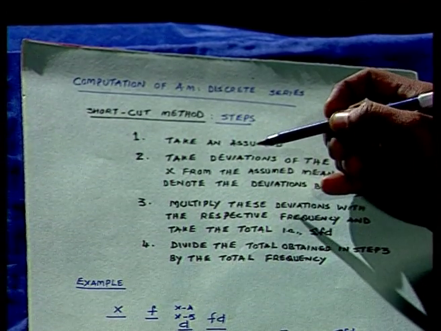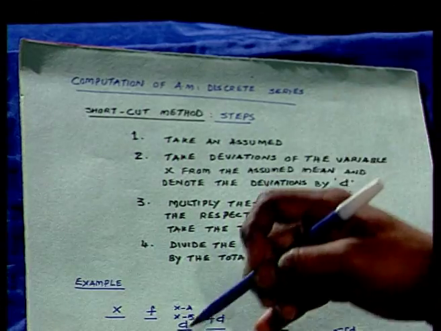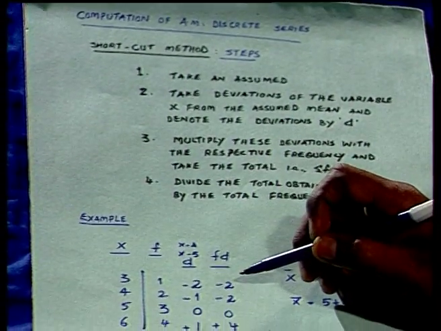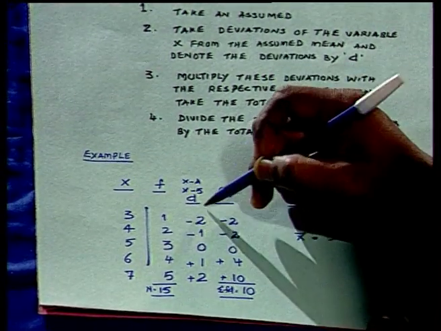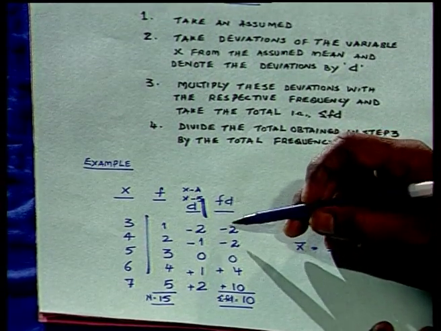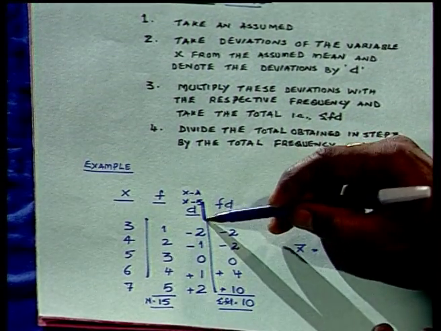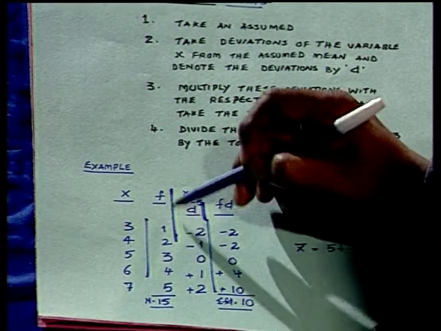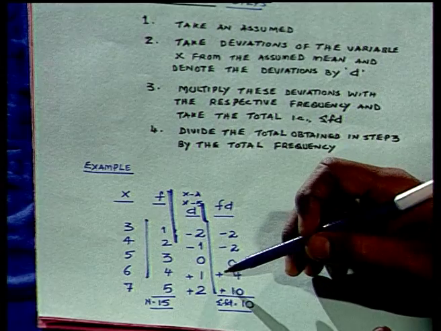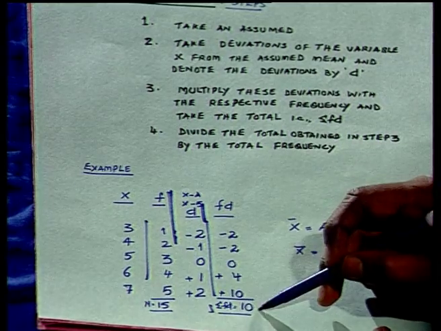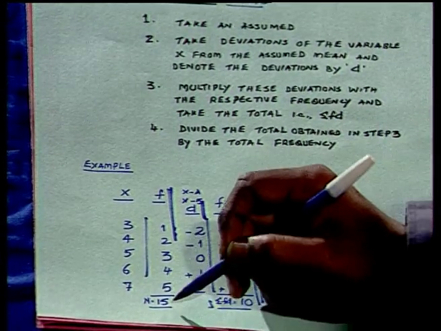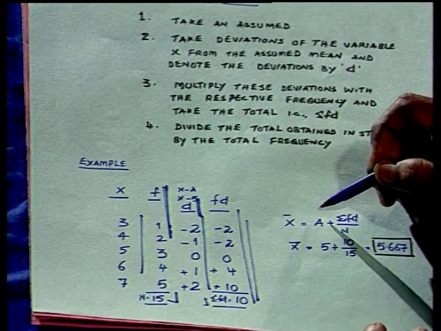The second step is to take deviations of the variable from the assumed mean and denote it by d here. And the third step is to multiply these deviations with the respective frequencies, which are denoted by f here, and take the total and denote it by sigma fd here. Divide the total obtained in such a fashion by the total of the frequency, which is n here, by applying the formula, which goes x bar is equal to assumed mean plus sigma fd by n.